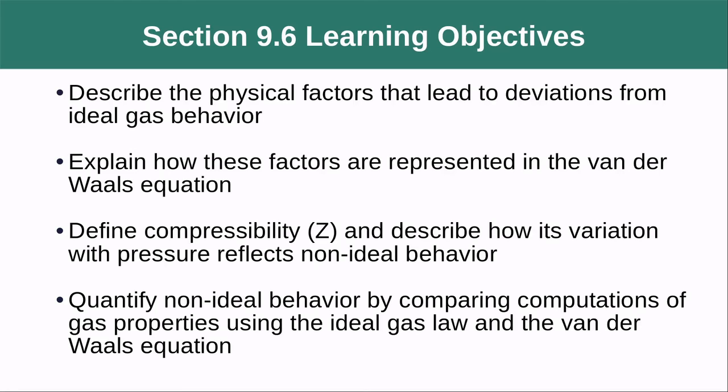In section 9.6, we're going to move a little bit past the ideal gas law and take a peek at the way that we can handle non-ideal behavior. We're going to describe the physical factors that lead to deviations from ideal gas behavior. We'll explain how these factors are represented in the van der Waals equation. We'll define compressibility and describe how its variation with pressure reflects non-ideal behavior. And we'll quantify non-ideal behavior by comparing computations of gas properties using the ideal gas law and the van der Waals equation.